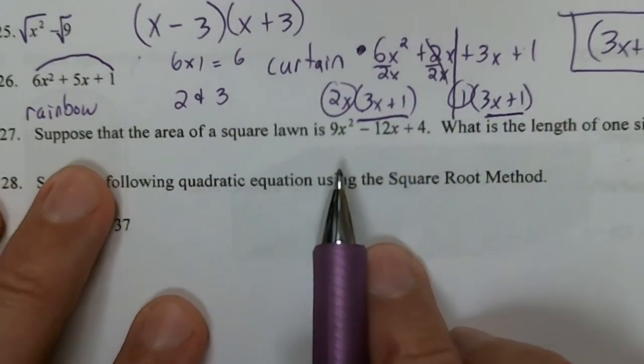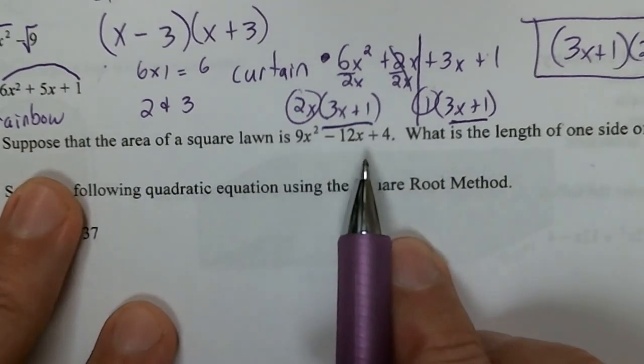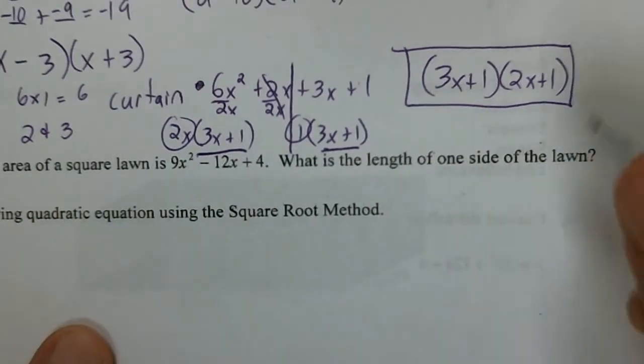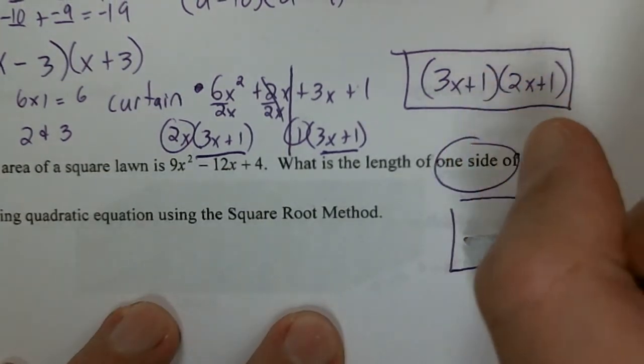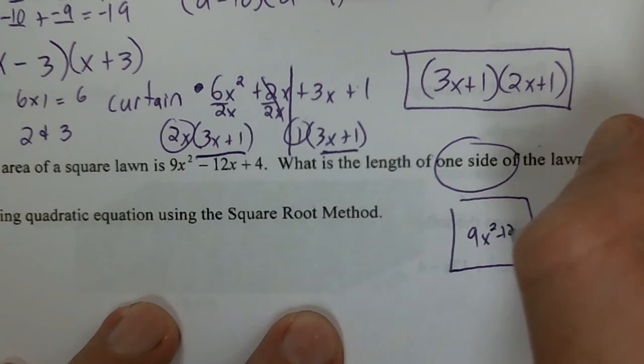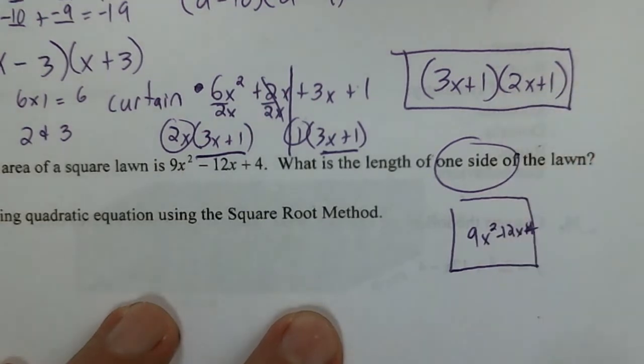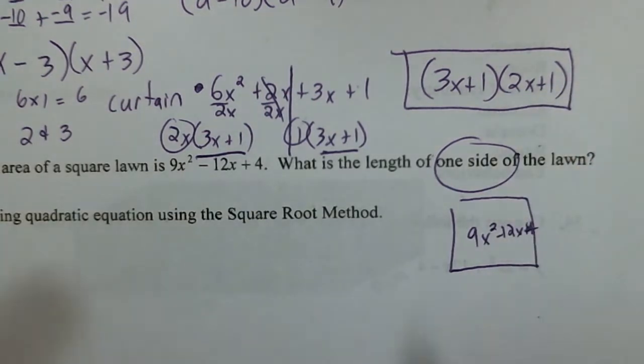Okay, so it says suppose the area of the lawn is 9x squared minus 12x plus 4. What is the length of one side? I have a square here, and the area is 9x squared minus 12x plus 4. Okay, so what is the length of one side? I got to factor this.